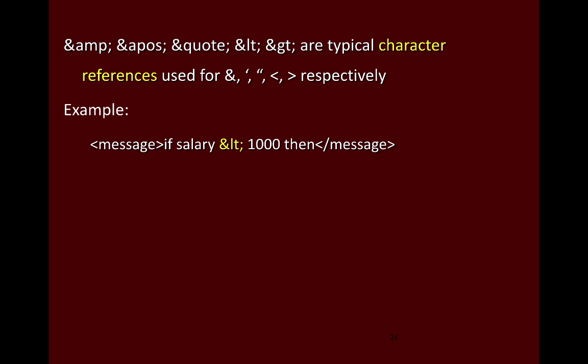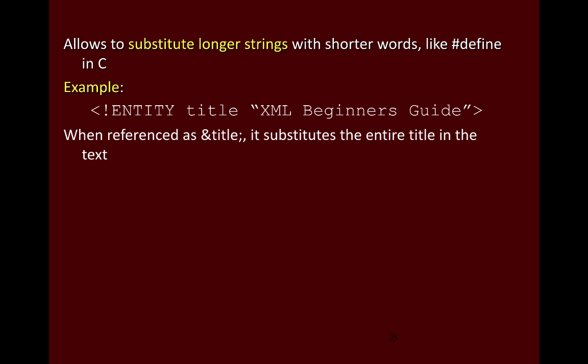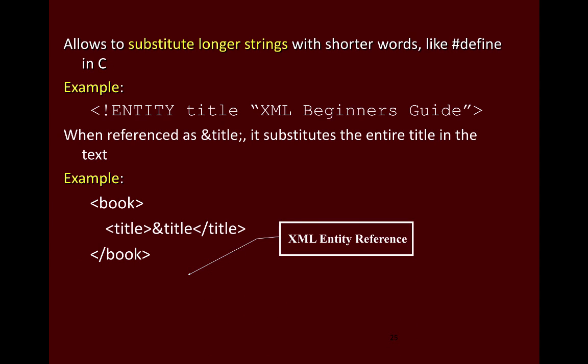So to avoid any confusion, if you want to write less than or greater than, you have to use ampersand LT or ampersand GT. Okay, so you can also define abbreviations for strings, like instead of everywhere writing XML beginner's guide, you can declare what is called an entity, which is an abbreviation for that, call that title, and then ampersand title will be replaced by XML beginner's guide everywhere.